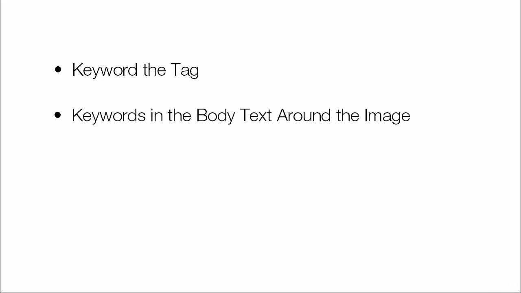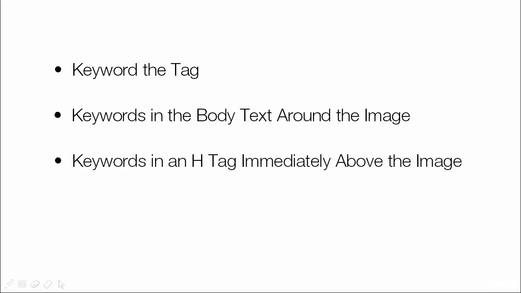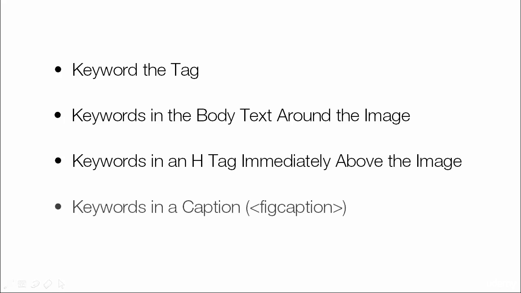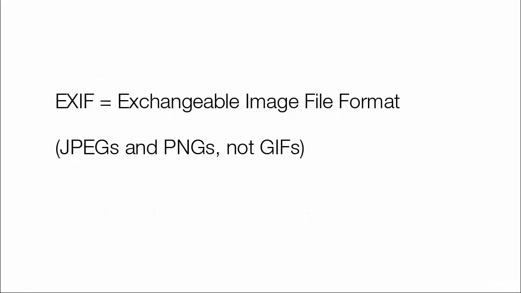Firstly, keywording the title tag, of course, the path, file name, and alt and title attributes, as we've just seen. But you also want to make sure that the keywords for which you're trying to rank the image appear in the body text near the image, as well as in an H tag above and close to the image. You might also place keywords into an image caption. Another thing you might want to do is ensure that the keywords are in the image's metadata.